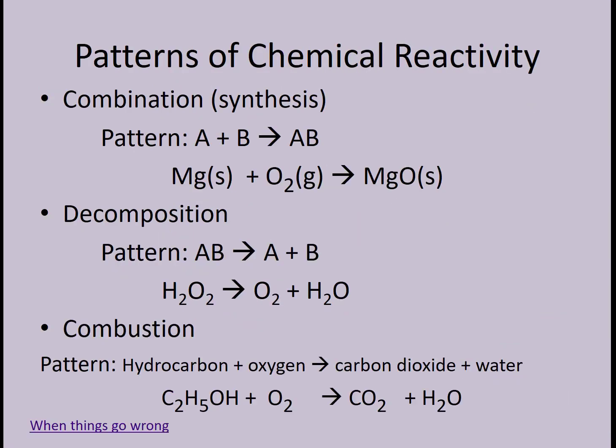We can look at patterns of chemical reactivity. There are different types of reactions. The first type that we're going to look at is called combination or synthesis. Both are acceptable. This is when I take 2 elements, element A and B, and I combine them to form a compound, AB. A good example of this is magnesium reacting with oxygen, and I get magnesium oxide.